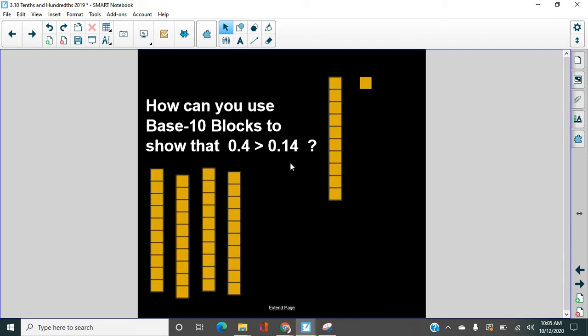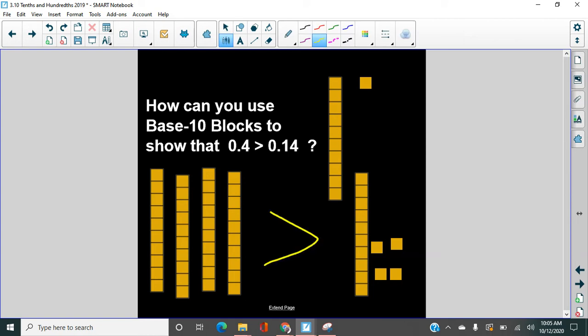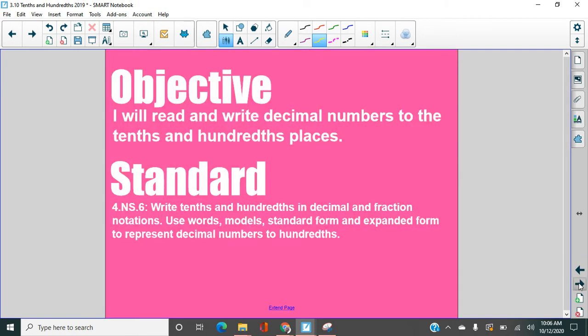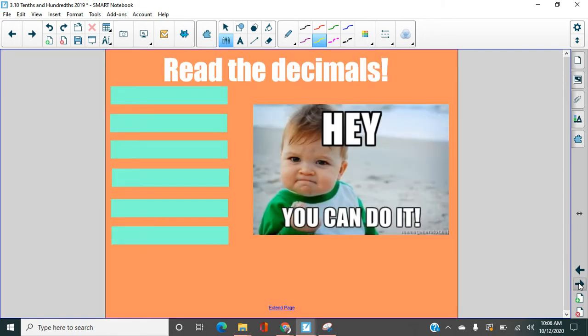Well, 14 hundredths is made up of 1 tenth and 4 hundredths. One, two, three, and four. Now you can see why this is more. Even though it just says a 4 there and this says a 14, this 4 is in the tenths place, and this number has a 1 in the tenths place. So this one is larger. All right. Our goal today is to be able to read and write decimal numbers to the tenths and hundredths places.